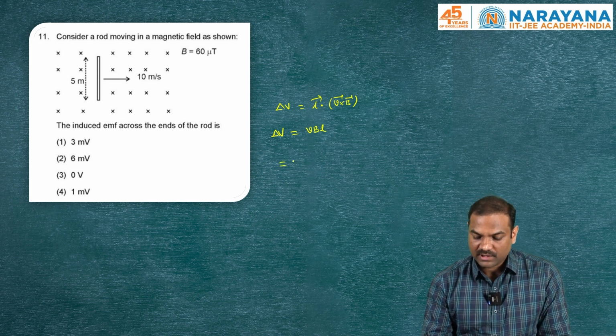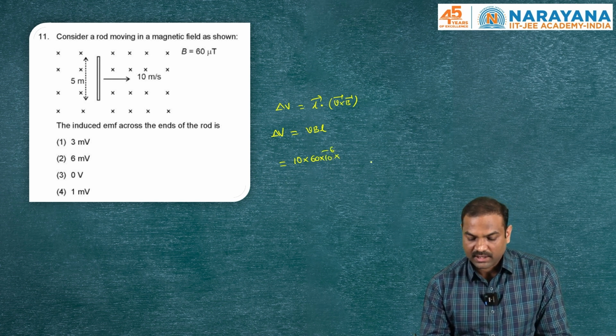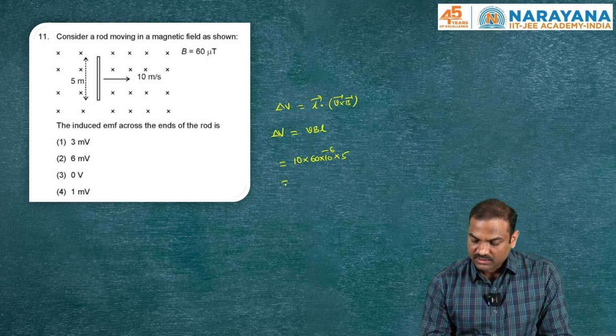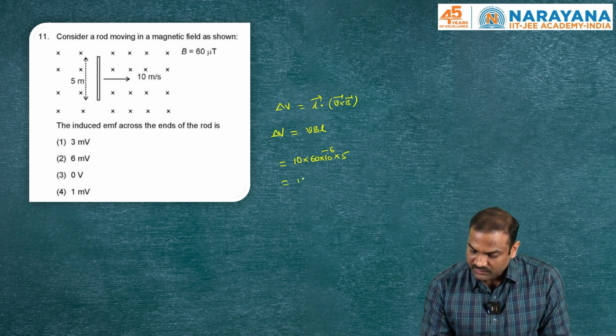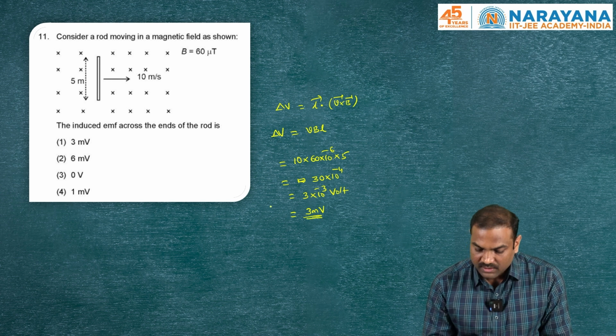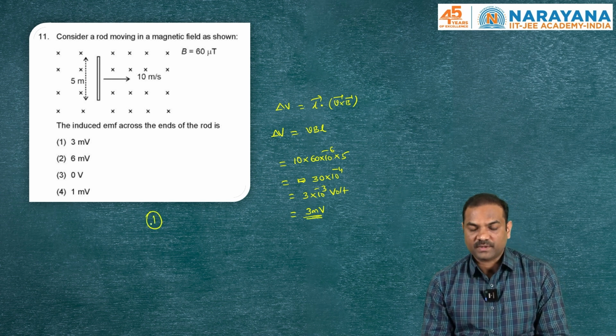Okay, then velocity is 10, B value, magnetic field value is 6 micro, and L value is 5 meter. So then it is going to be 30. Okay, 30 into 10 power minus 4 it is. Then 3 into 10 power minus 3 volt. Okay, then this we can write down as 3 millivolt. So the required option is 1.